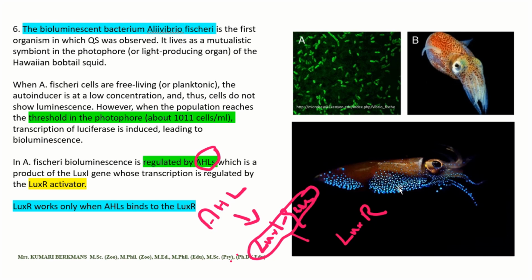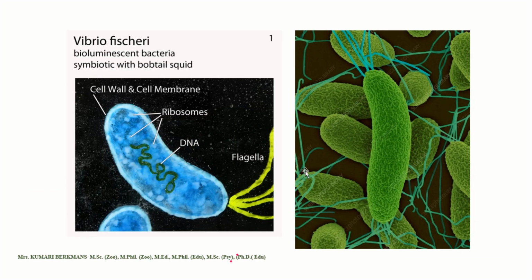Another important thing is that the bioluminescence is regulated by AHL, which is a product of the Lux gene, and whose transcription is regulated by the LuxR activator. So I hope you have understood very nicely all the 5 different cell signals.